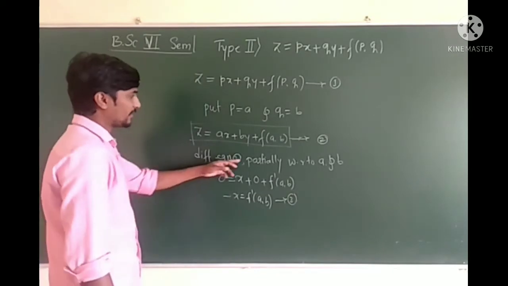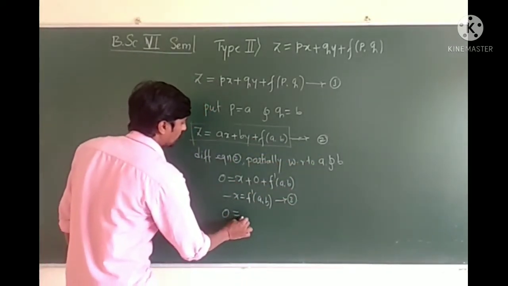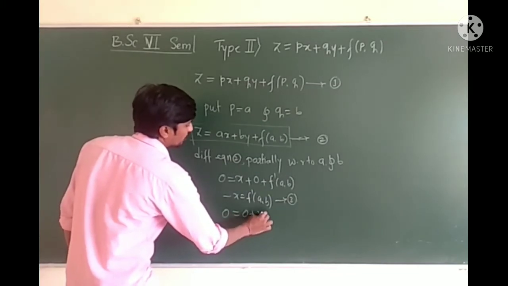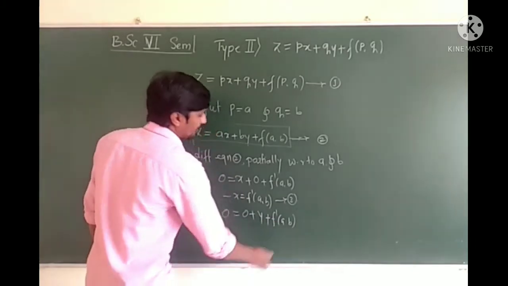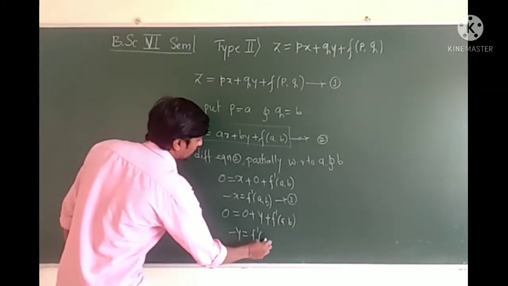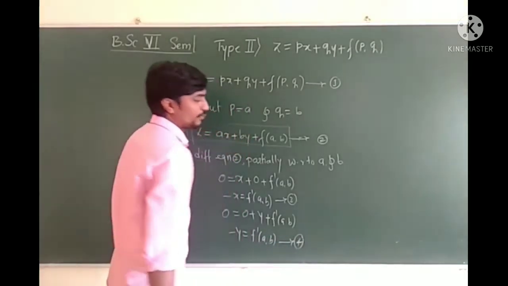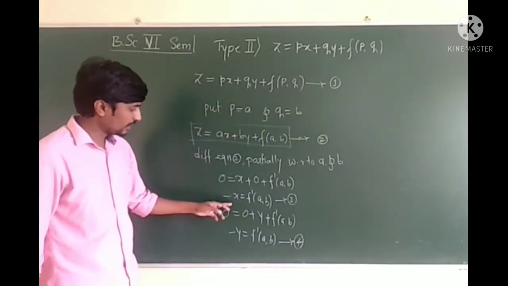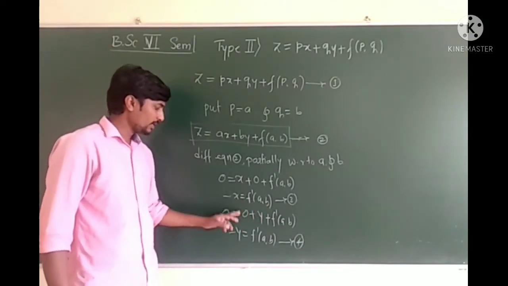Similarly, if I differentiate this with respect to b, this will become 0 equals 0 plus y plus f dash of a comma b. Otherwise I can write minus y equals f dash of a comma b. So this will be called equation 4. Now we are getting some relation between a and b in terms of x and y.